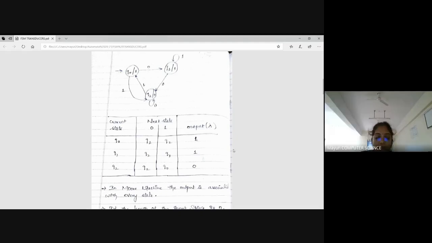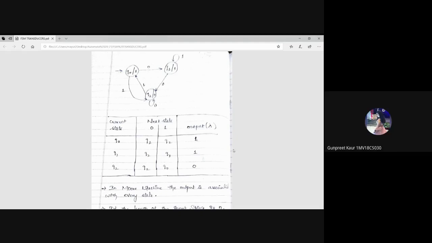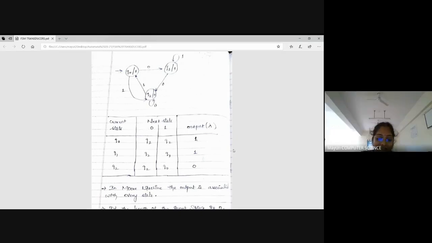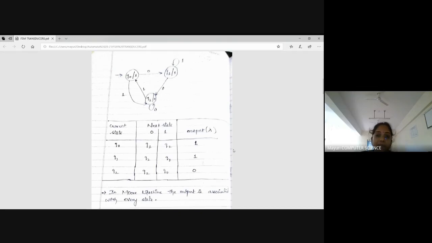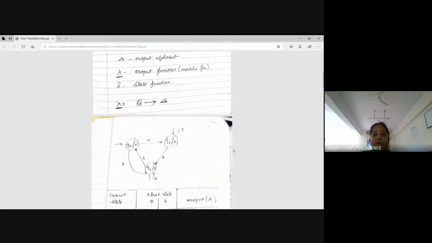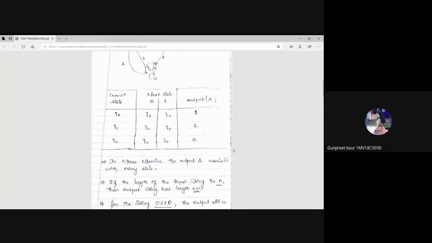Excuse me, ma'am. Yes, tell me. Ma'am, how are you saying that the output of Q naught is 1? That's what I told you. I didn't go to any questions right now. This is the representation. So no need to bother about how the output has occurred here. That you will get to know once the question has been given to you. Okay, ma'am. Thank you.